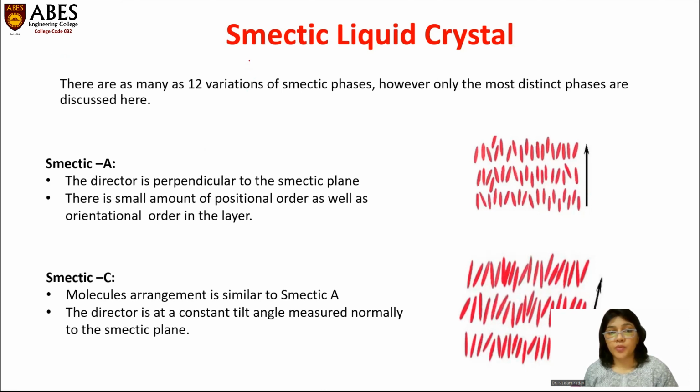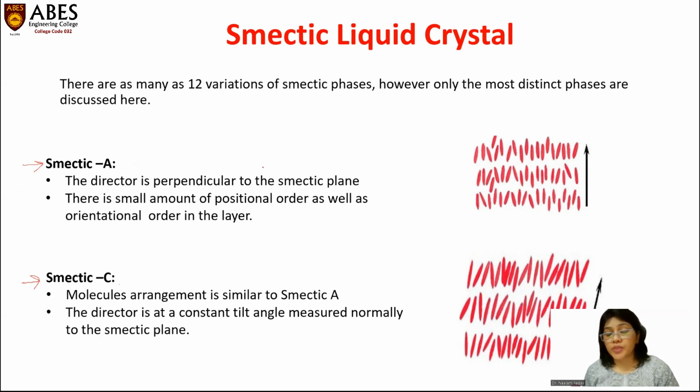The third form of thermotropic liquid crystal is the smectic liquid crystal. Many variations of smectic phases are available. Here we are discussing two phases: smectic A and smectic C, the two important phases.